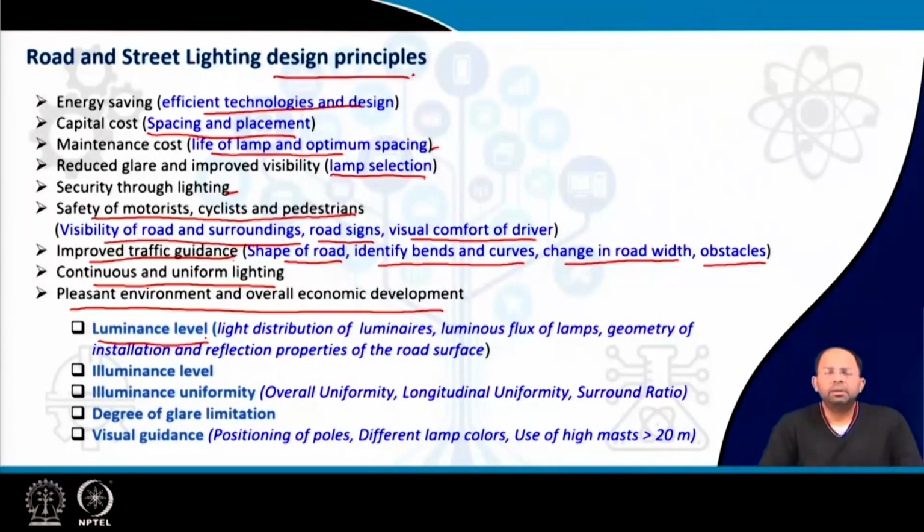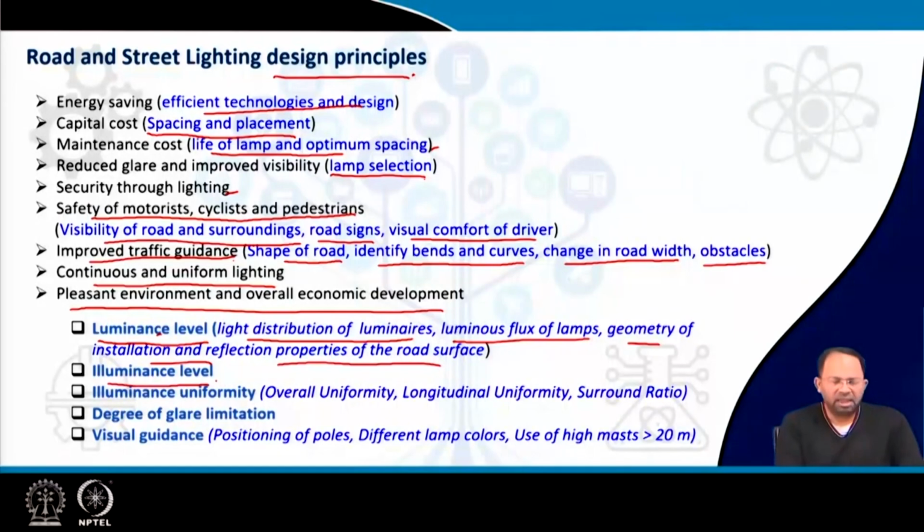So luminance level means the amount of light finally reaching a user's eyes, and usually it is measured in candela per meter square. This is based on the light distribution of the luminaires that we are using, the luminous flux of the lamps, the geometry of the installation, and the reflection properties of the road surface. So all this influences the luminance level that we are able to achieve.